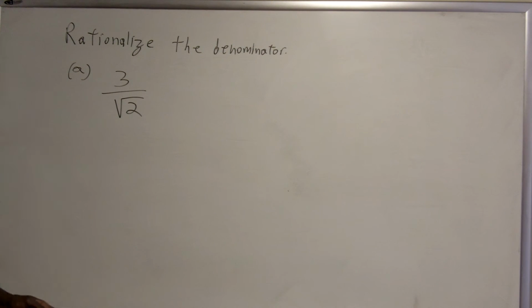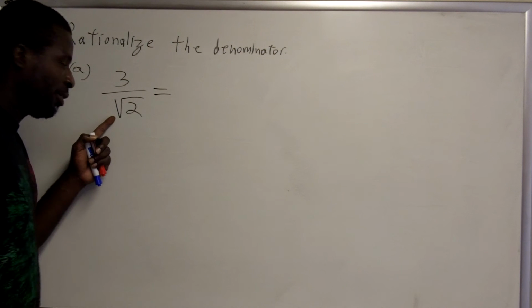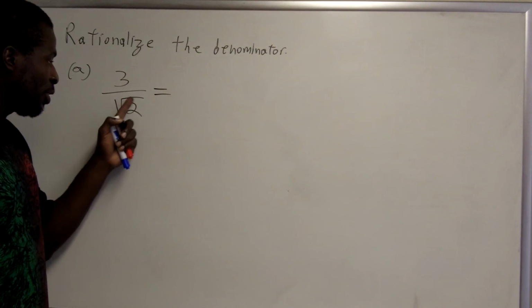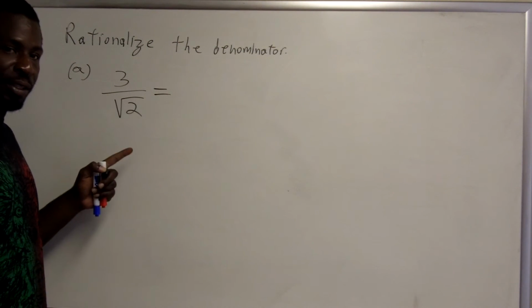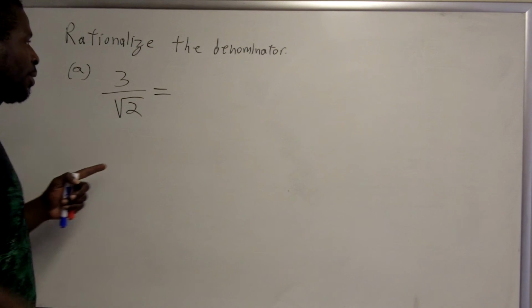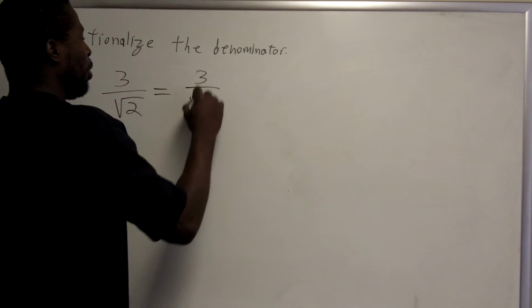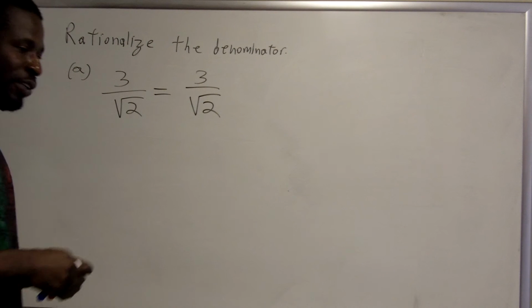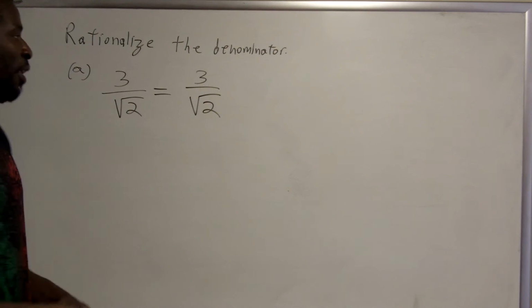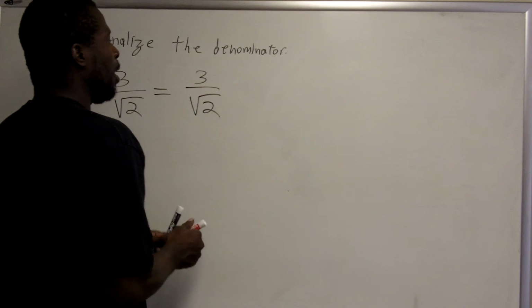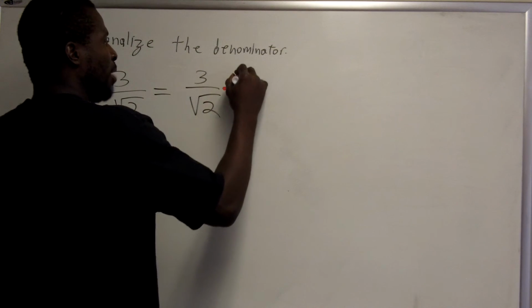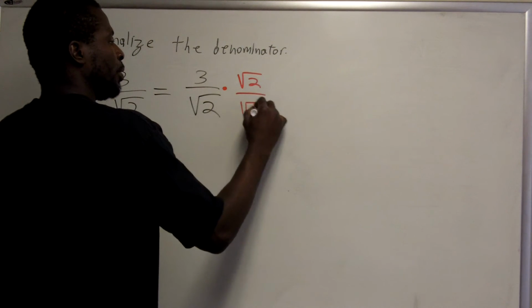Here's how. You have to multiply that radical by something that's going to make the radicand, the thing underneath the radical symbol, into a perfect square. Well, the easiest thing to multiply 2 by in order to make it into a perfect square is another 2. So if I multiply the top and bottom of this fraction by the square root of 2, this is what happens.